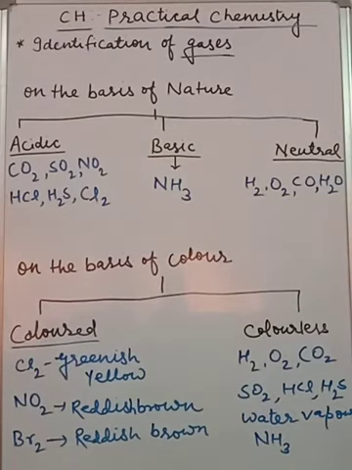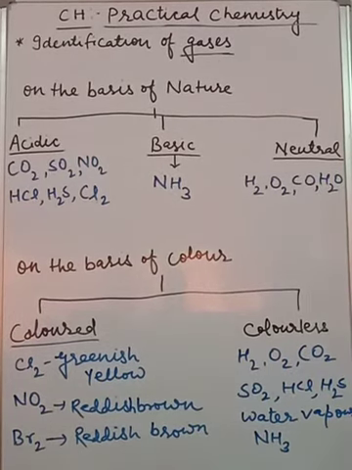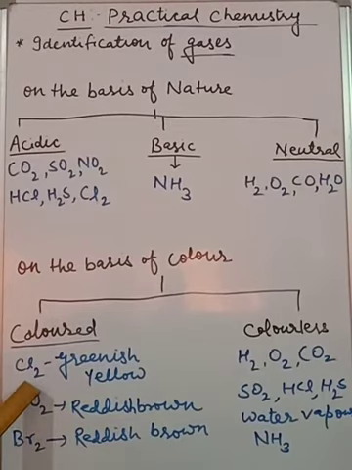Now on the basis of color, again I have categorized here into two parts, that is colored and colorless. Colored gases, children, according to your syllabus you have to study chlorine. Chlorine is greenish yellow, which can easily be distinguished from any other gases. So please keep this color in your mind. At the same time NO2, this NO2 again can easily be observed, reddish brown color. And at the same time I have mentioned here bromine also, not given in this chapter but in your syllabus you come across bromine also.